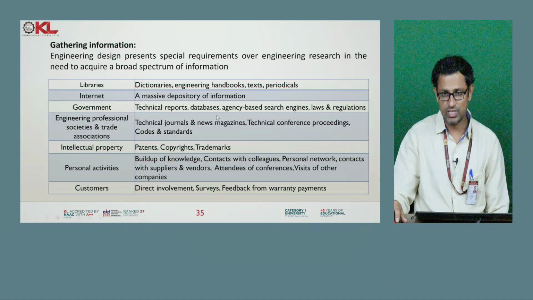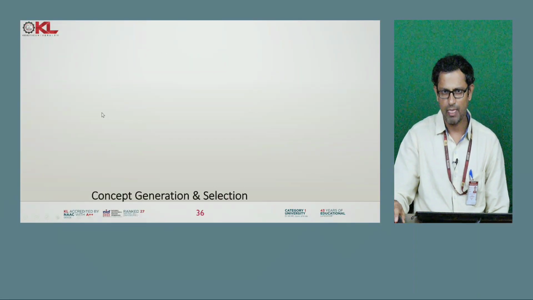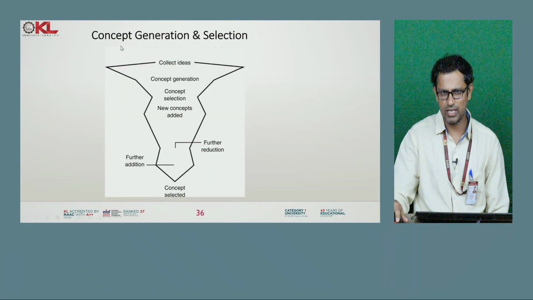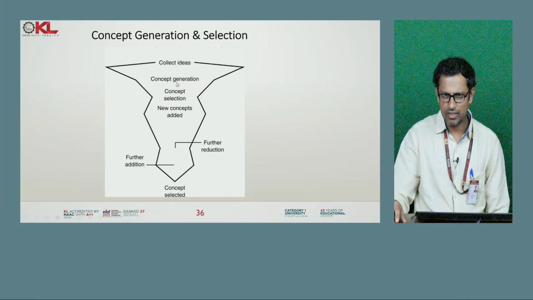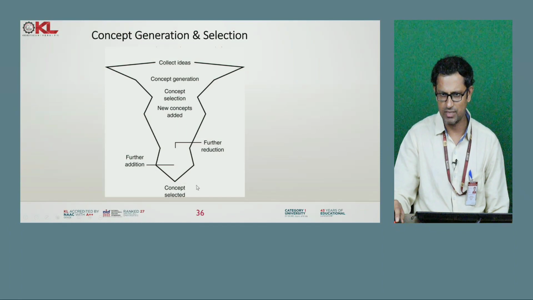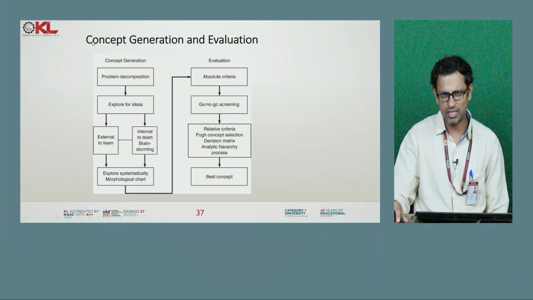From all these sources we have to gather the information corresponding to our problem definition. Once after gathering, we have to generate the different concepts. We have to collect the ideas, then generate the different concepts. Sometimes we have to reduce some ideas, sometimes we have to add some ideas, then finally we will be ending up with different concepts. Once the concept is generated, the same concept has to be evaluated using some criteria.